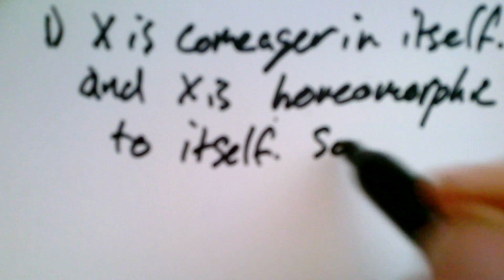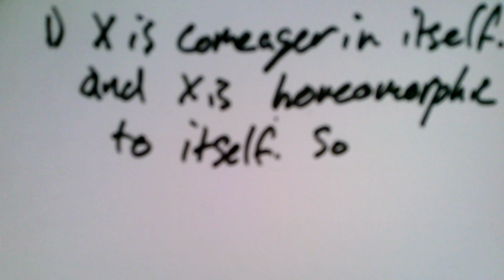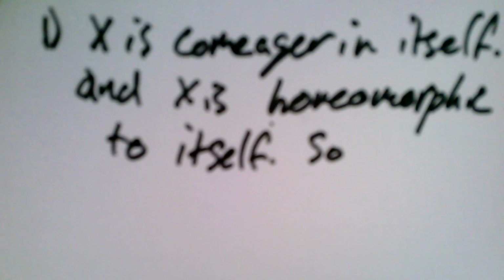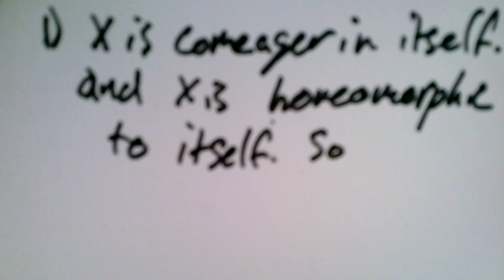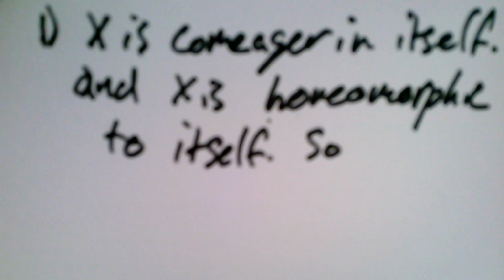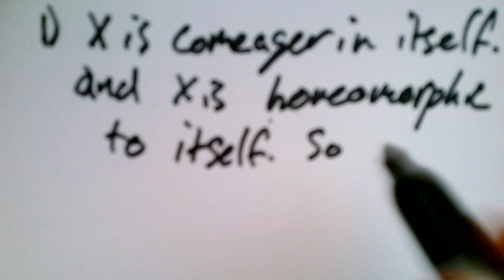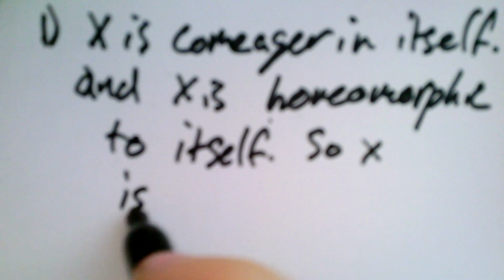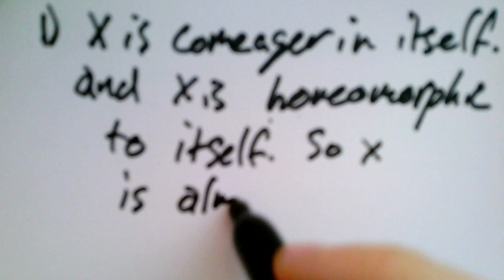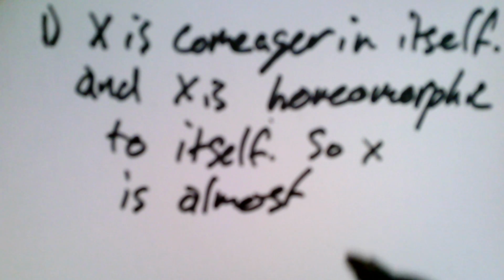So there's a comeager subset of X, namely X, that is homeomorphic to a comeager subset of X, namely X. So X is almost homeomorphic to itself. You're thinking, well, how do I know that a space is comeager in itself? Well, the empty set is nowhere dense, meaning that the empty set is also meager, because every nowhere dense set is a meager set.